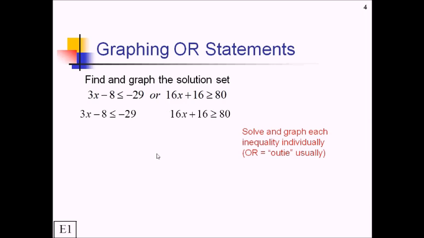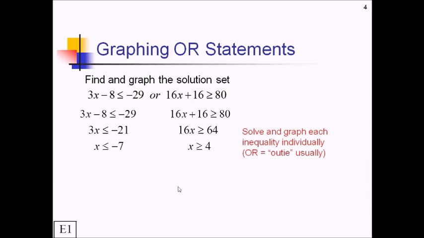Okay, now that you've had a chance to solve those, let's do the left side. So we had to add 8 over here for negative 21. Divide by 3, dividing by positive so we don't reverse the inequality. That's x less than or equal to negative 7. And let's finish off this other side. Subtracting 16 gives us 64. And then dividing by 16, again, no reversal of inequalities. That'll be x greater than or equal to 4.